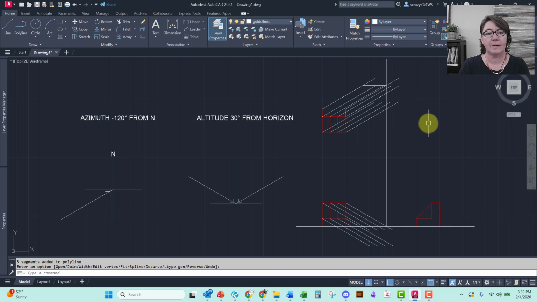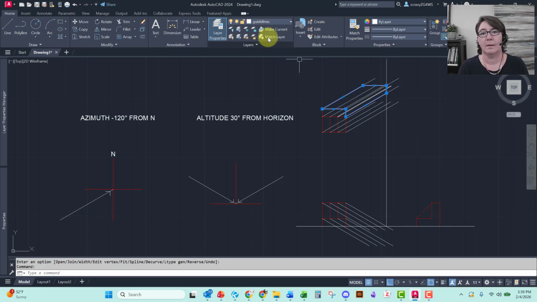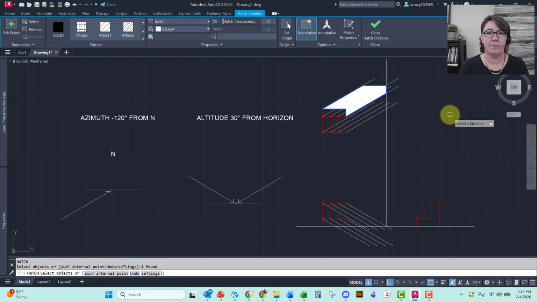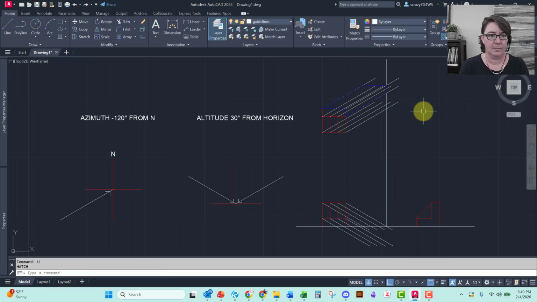Okay, so let's see what that shadow looks like. Right, it would look like this. And then if you filled it in, which I don't want to right now, it would look like this. All right, that's just this back section.